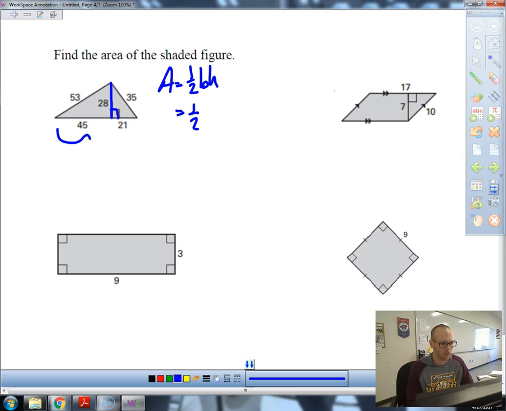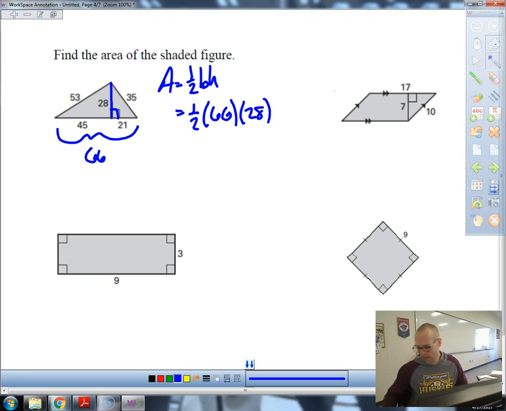Now be careful. We have to take the entire length of the base. 45 and 21 is 66. So we're going to take 1/2 times 66 times the height, which is 28. I need to get my calculator out. I've got 924 square units.